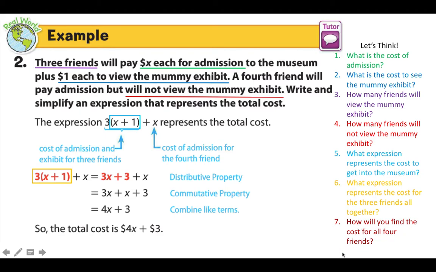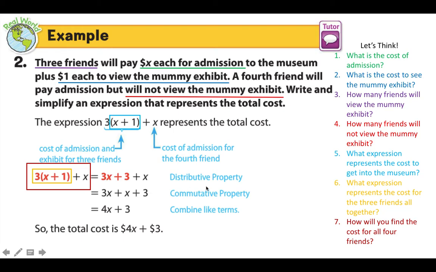How will you find the cost for all 4 friends? Well, what we do know is that 3 friends are going to see the mummy exhibit plus their admission. And then we have 1 friend who's going into the museum but not seeing the mummy exhibit. So that means we're going to add on the cost of 1 extra admission, but not add on the cost of 1 mummy exhibit admission. So our total expression is going to be 3 times the quantity, X plus 1, plus X, where X is the cost of admission.